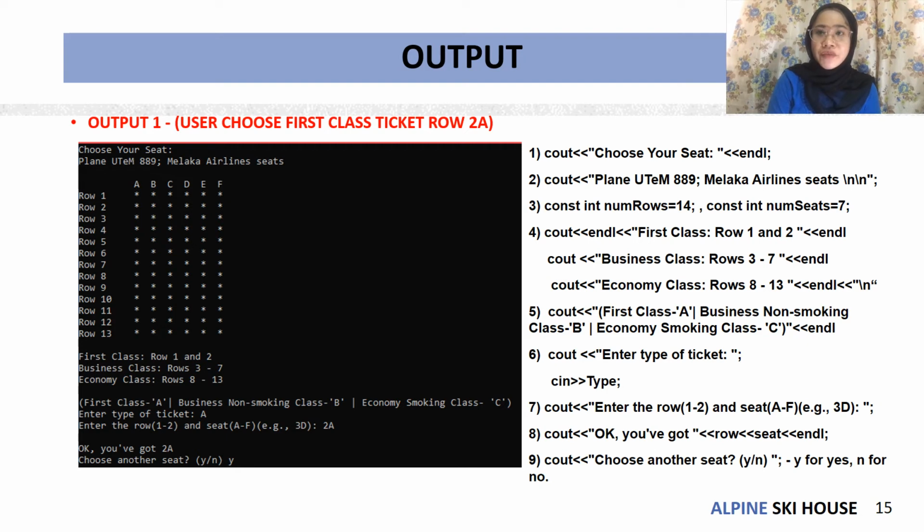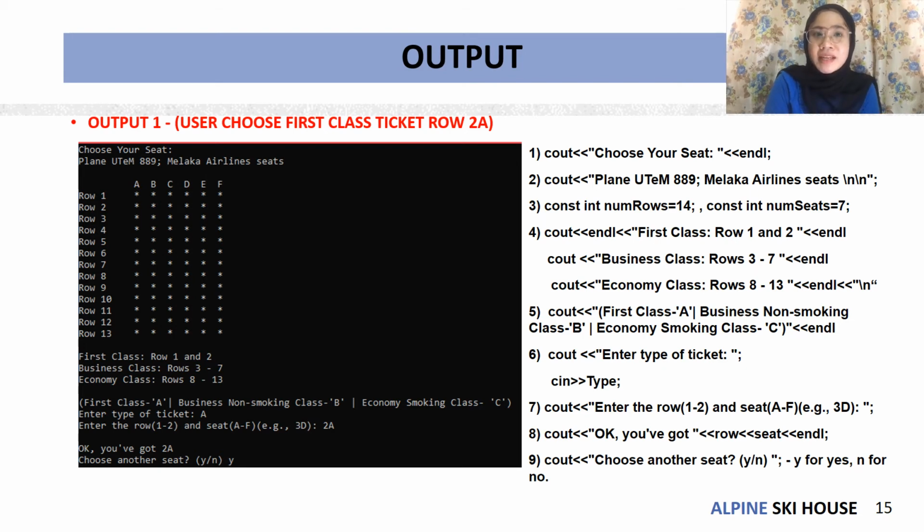And then we display first class row 1 and 2. So cout first class row 1 and 2 and endl. And then business class row 3 until 7. So cout business class row 3 until 7 and endl. And then economy class row 8 until 13. So cout economy class row 8 until 13 and endl.